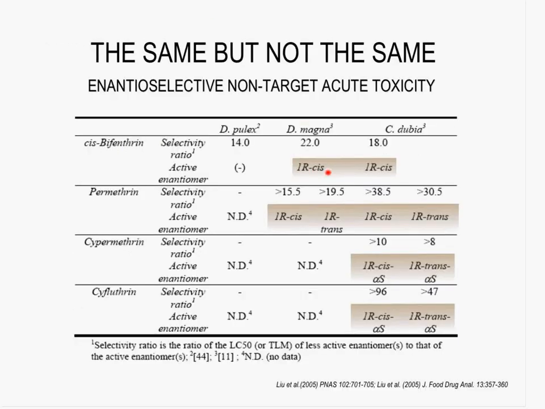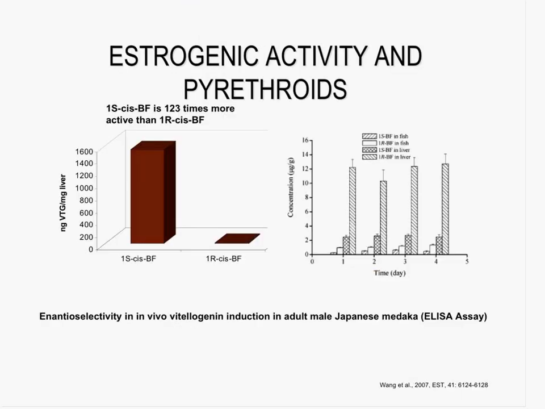What that means is, if you look at the acute toxicity, they're the same but not the same. Some of these forms actually have much higher toxicity than other forms do. Well, what has this to do with estrogenic activity?